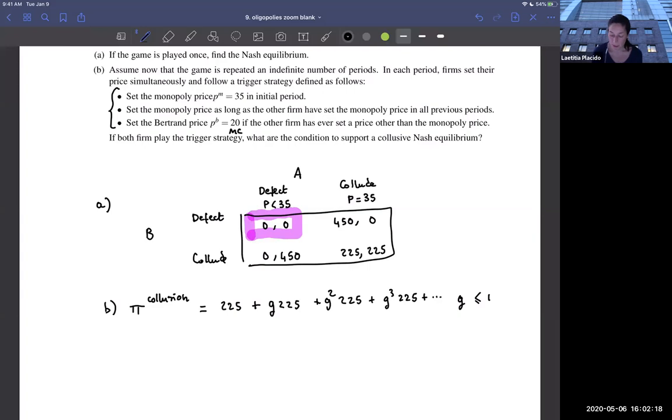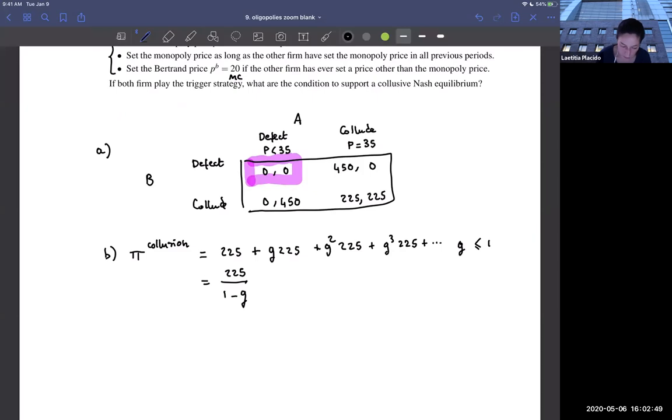So how do I compute the intertemporal profit here? I'm just going to ask you to learn about that. This is a geometric sum, which is equal to 225 over 1 minus g. So that's the profit I get if I collude for the rest of the time. Now, what is the intertemporal profit I get if I defect in the next period?